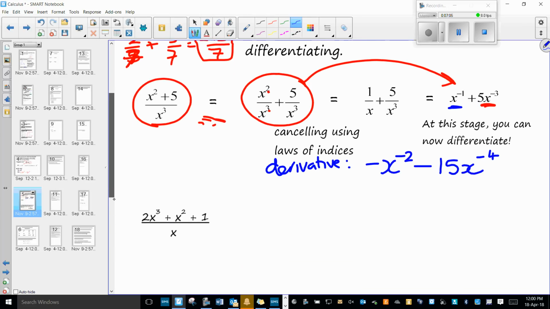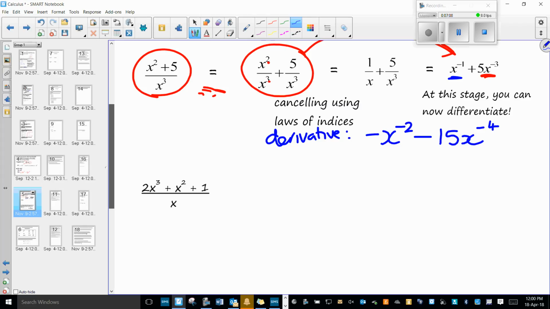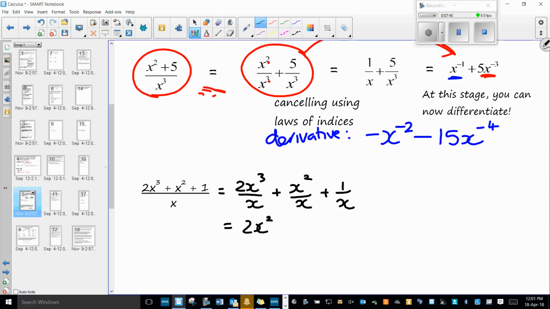Right, this next one is a similar situation. I've got several things on the top, 1 term on the bottom. So my first step is going to separate them. So I would have 2x cubed over x plus x squared over x plus 1 over x. Simplifying that gives us what? 2x squared. I'm not going to write over 1 if you're happy with that, yeah? Plus x. Yep, okay, plus 1 over x.